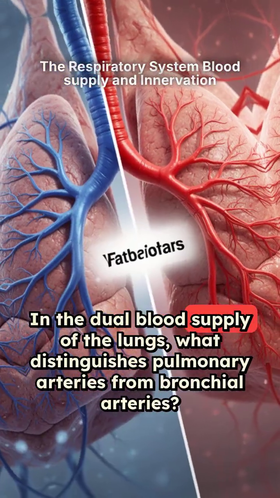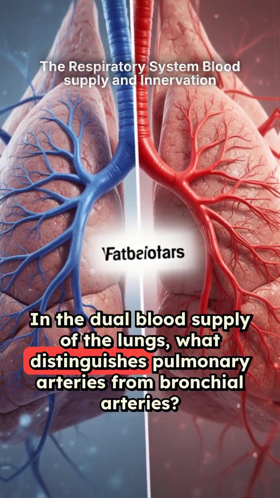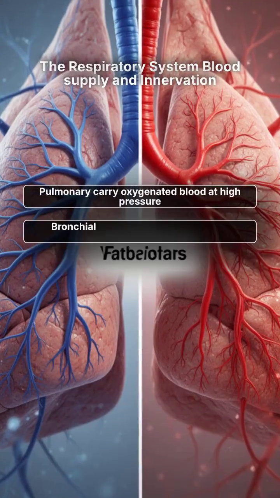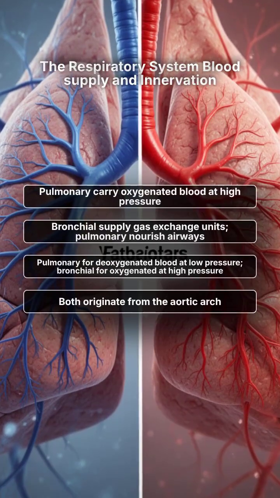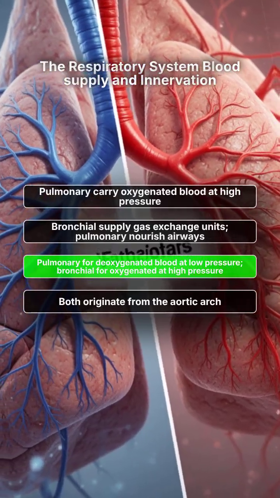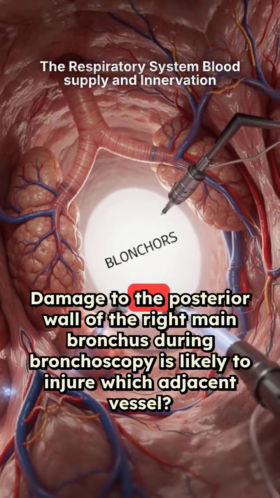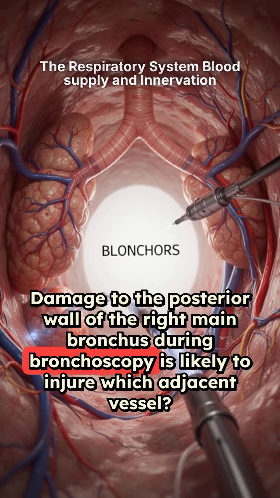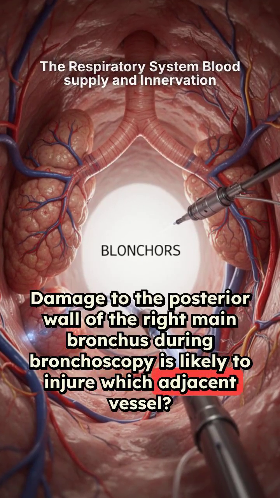In the dual blood supply of the lungs, what distinguishes pulmonary arteries from bronchial arteries? Damage to the posterior wall of the right main bronchus during bronchoscopy is likely to injure which adjacent vessel?